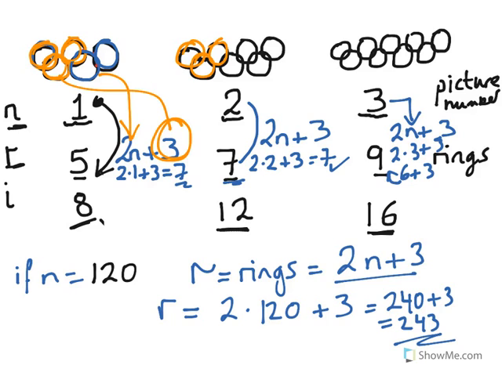So this technique of going downwards is extremely useful, trying to find the connection between the picture number and whatever it is you're trying to find out, in this particular case, number of rings.